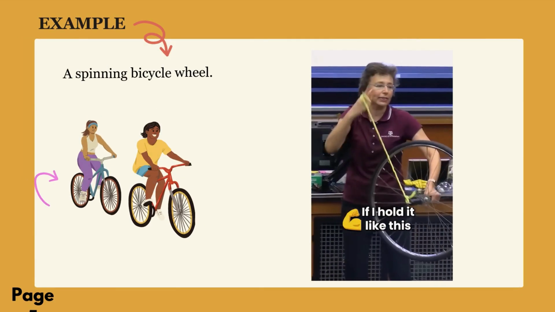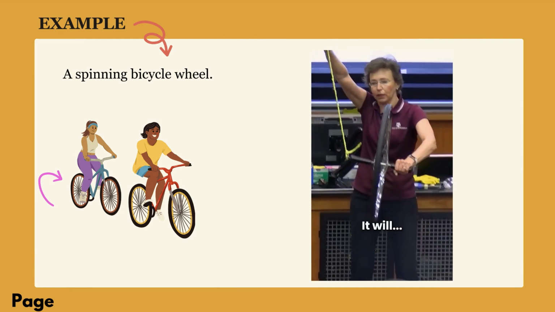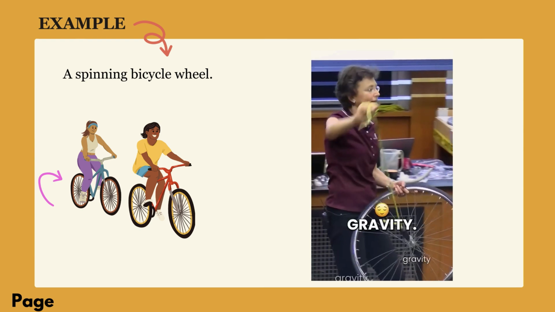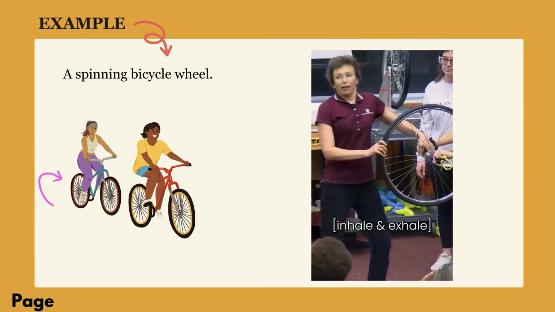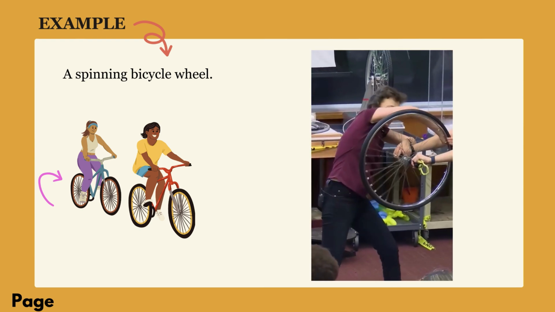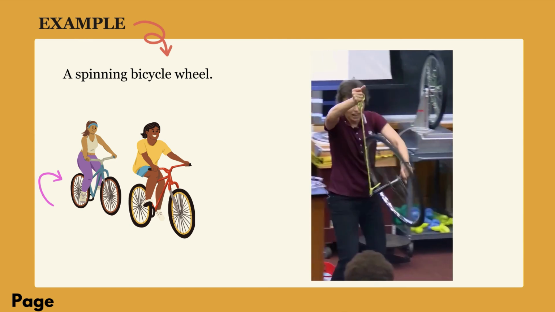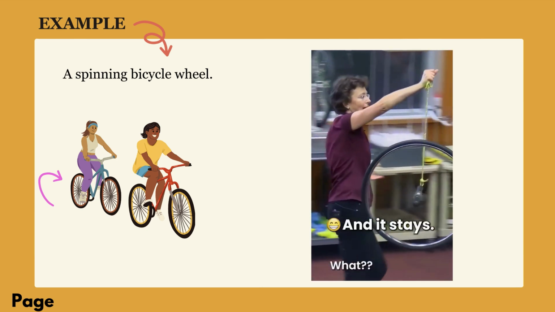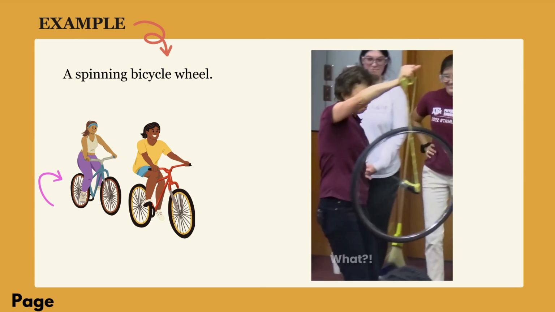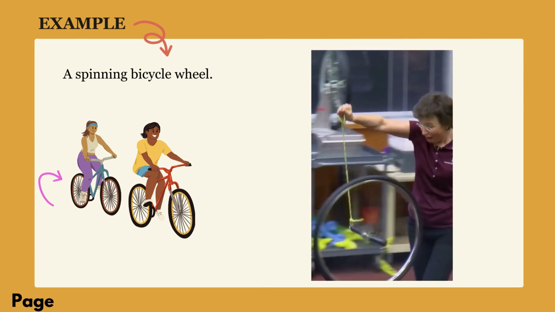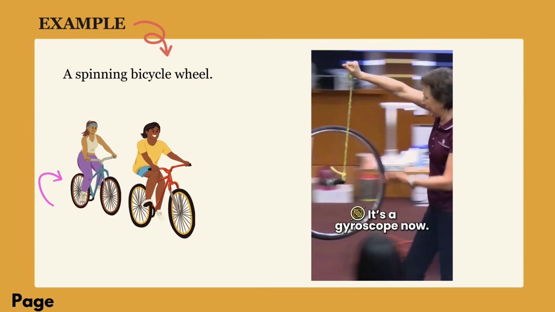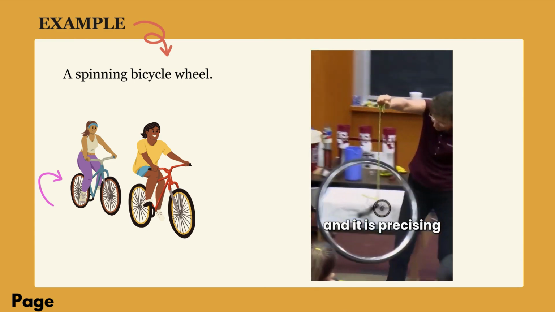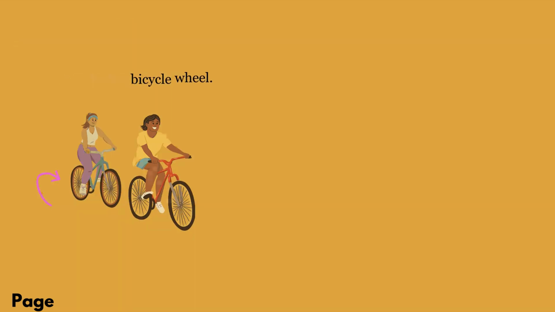If I hold it like this and I let it go, what will happen? It will drop. Why? Gravity. Boring. We start spinning it. Ready? I drop it. And it stays. What's happening? It's a gyroscope now. It is spinning and it is precessing like our planet Earth.